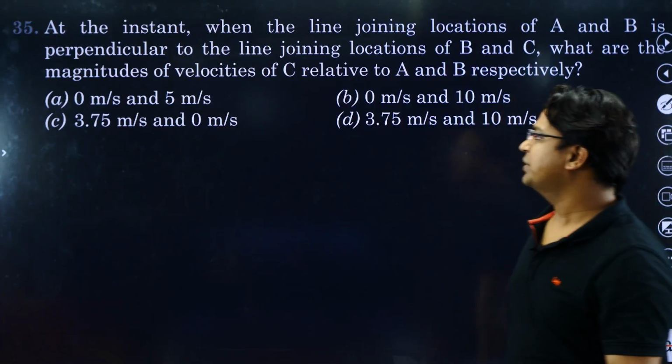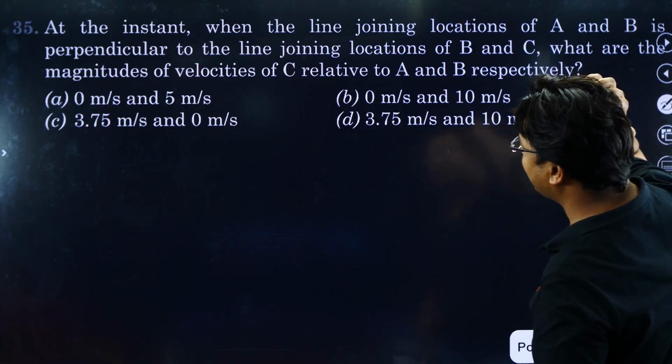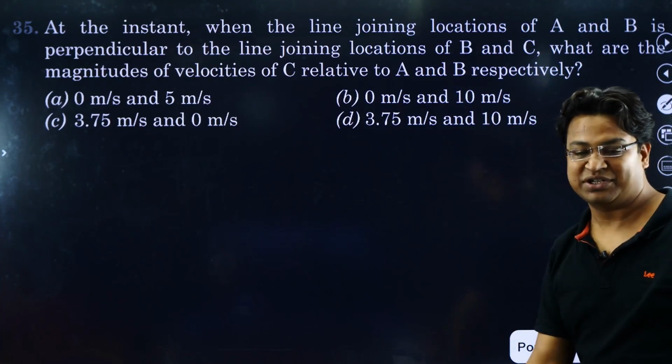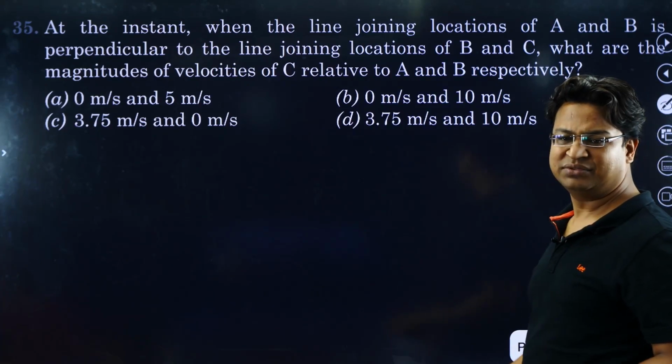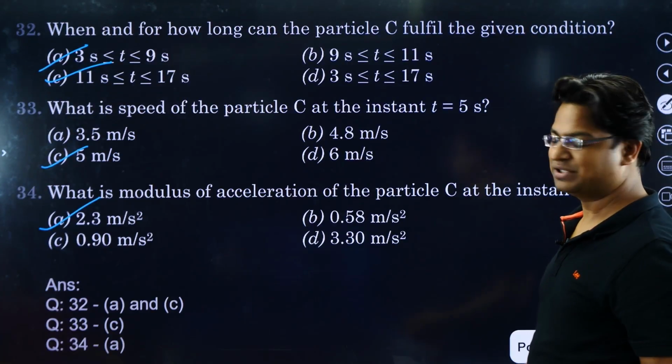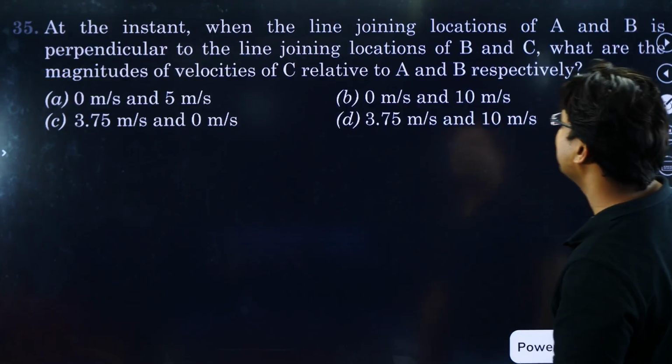Now this question, at the instant when the line joining locations of A and B are perpendicular to the line joining. We have one more question in the same passage. I missed it. How come my team also missed it? Question 35 is not here. Anyways, it is related to the same question.